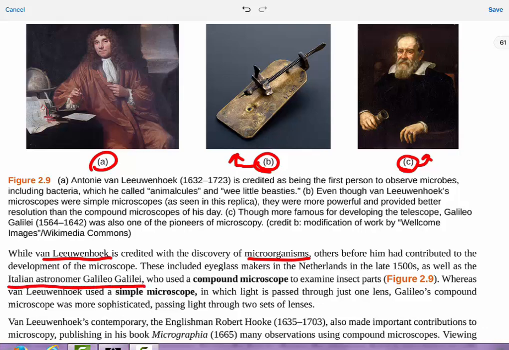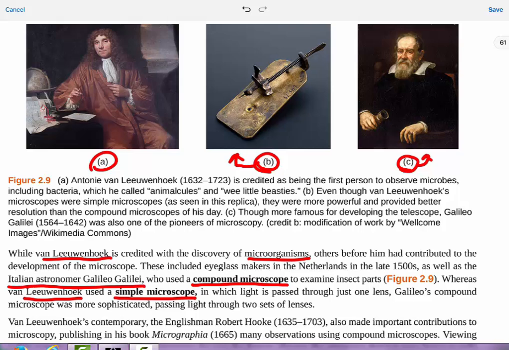Italian astronomer Galileo Galilei, who used a compound microscope to examine insect parts. So he also was very interested not only in space and looking at stars, etc. He was also interested in looking very closely at other things. So he actually used a compound microscope, whereas van Leeuwenhoek used a simple microscope.